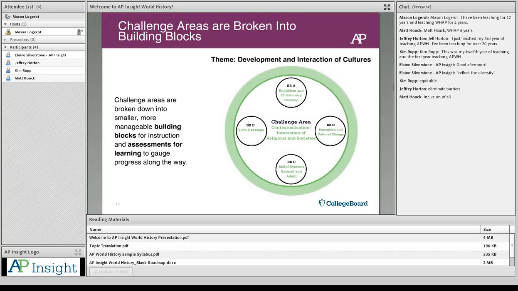All right, inside each of the challenge areas are building blocks. And the building blocks are basically just more manageable components of the challenge areas. So the idea with building blocks is that they're going to build the student's ability to apply the skill inside a specific time period that you are teaching. You know that AP World History is divided into 6 time periods. And so these building blocks help you to break up the challenge areas into those time periods.